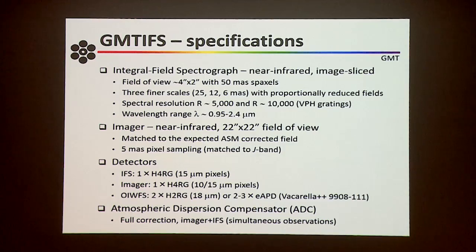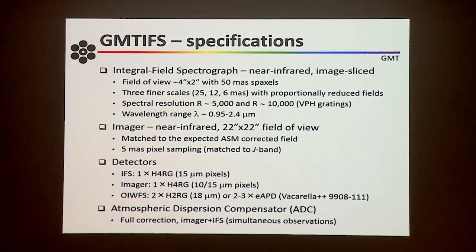secondary mirrors that are going to be able to do the adaptive optics. We're going to have 5 milliarc second pixel sampling matched to the J band, so where we do best. But this is relatively fixed format. We don't have all the options that we do with the integral field spectrograph. The detectors that we're going to use are for the integral field spectrograph and for the imager. We're going to have a Hawaii 4 array with 15 micron pixels for the IFS and either 10 or 15 micron pixels for the imager.